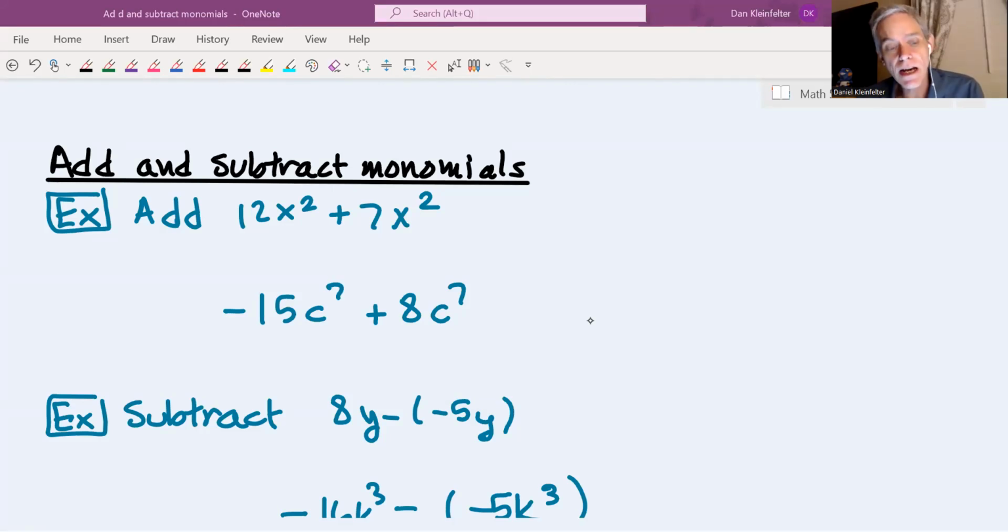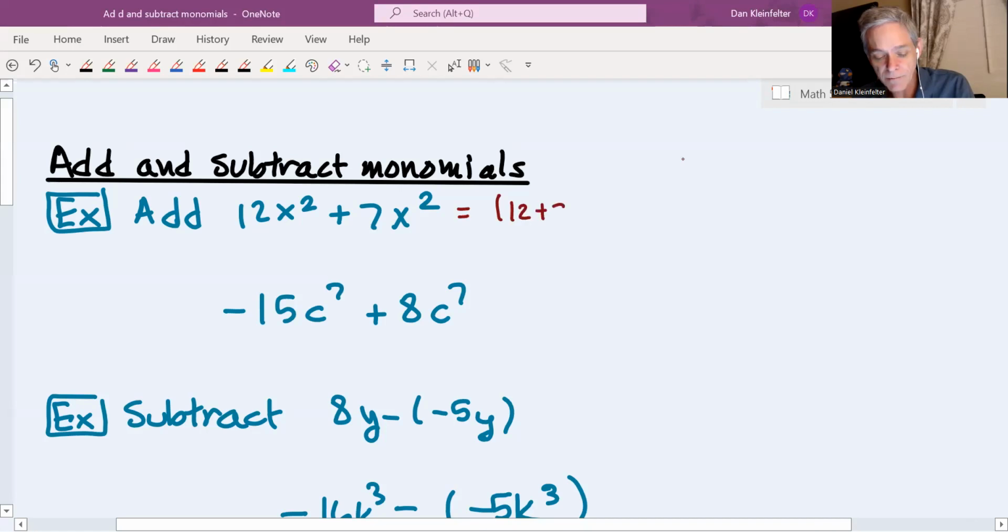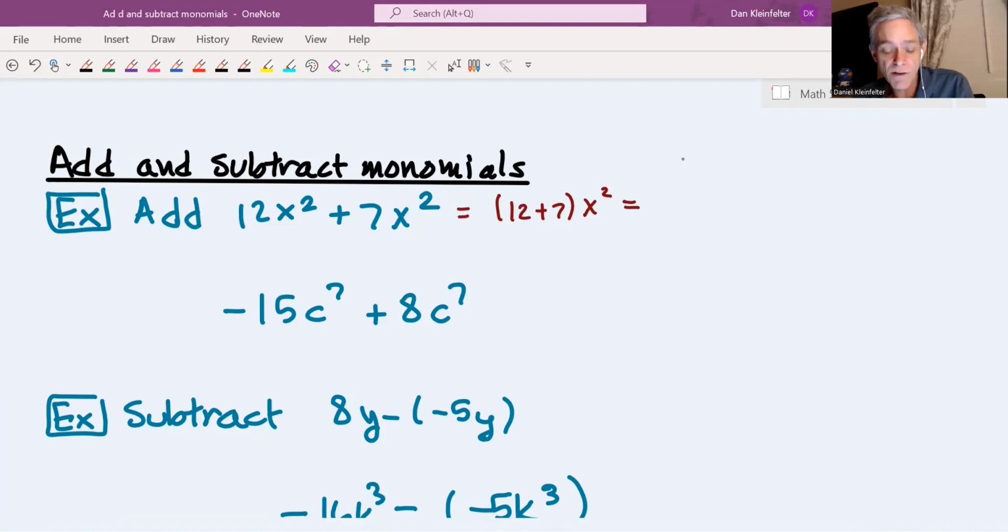Okay, next we're going to get into how you actually add and subtract monomials. For the first one here, we're going to add 12x squared and 7x squared. And so how you can look at this is basically that we're combining like terms or equivalently using the distributive property. Since this is one of our first ones, I'm going to use the distributive property to show the work on this. 12x squared plus 7x squared will be the same as 12 plus 7 x squareds using the distributive property. And then 12 plus 7 is 19. So that's just 19x squared.